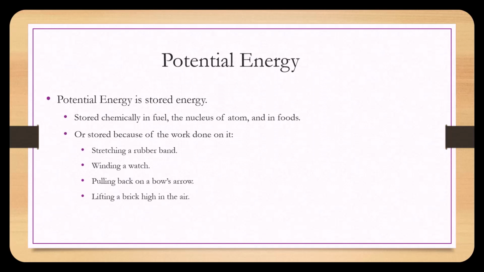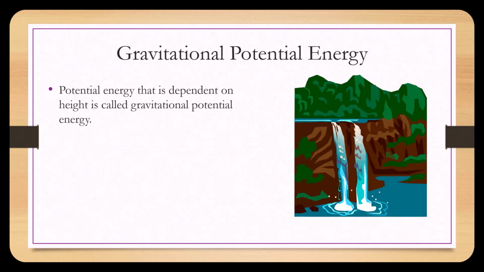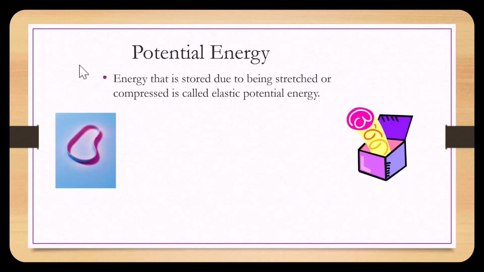Potential energy is stored energy, stored chemically in fuel, the nucleus of an atom, and in foods, or because of the work done on it. Examples of this would be stretching a rubber band, winding a watch, pulling back a bow's arrow, or lifting a brick high in the air. Potential energy that is dependent on height is called gravitational potential energy. Energy that is stored due to being stretched or compressed is called elastic potential energy.